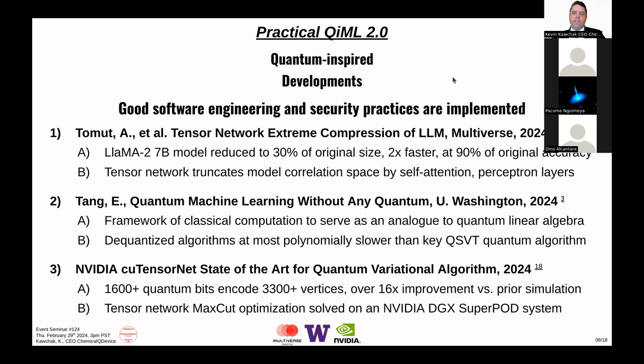They're not like deep learning, where it can do end-to-end image analysis. But in this specific case, a use case would be shrinking Llama 2, a 7 billion parameter model, to 30% of its size, twice as fast, and approximately 90% of original accuracy. This would be something that could potentially be shrunk down to a phone.